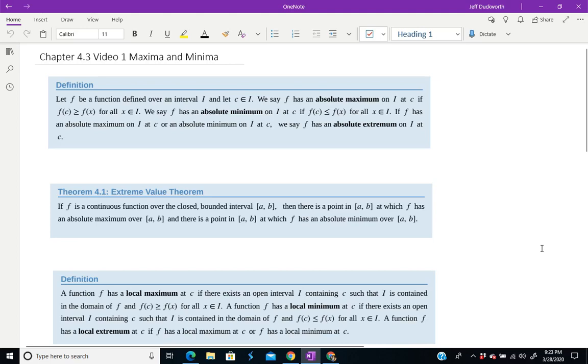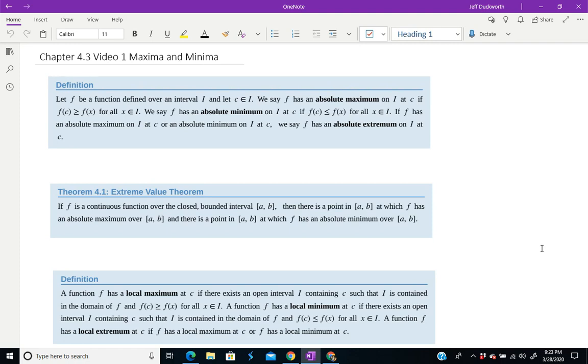Hello there. I'm going to be doing a video on chapter 4.3 from our book. This is the first video from this chapter, and the chapter information is on maxima and minima. So there's a few definitions that you see on the screen right now. They are from the book.